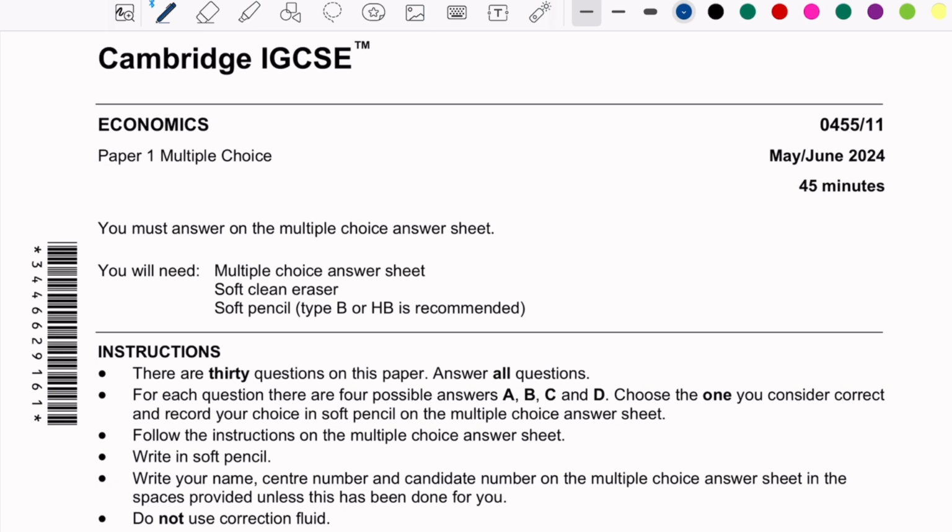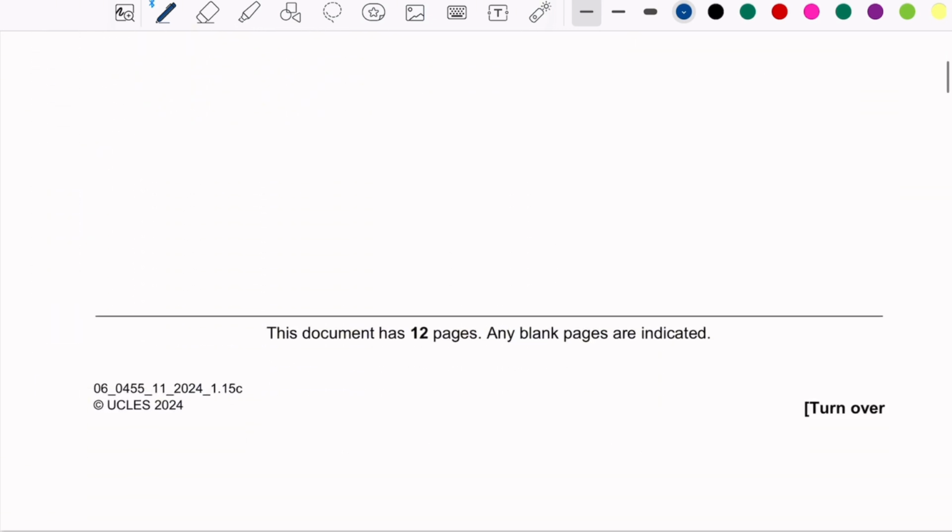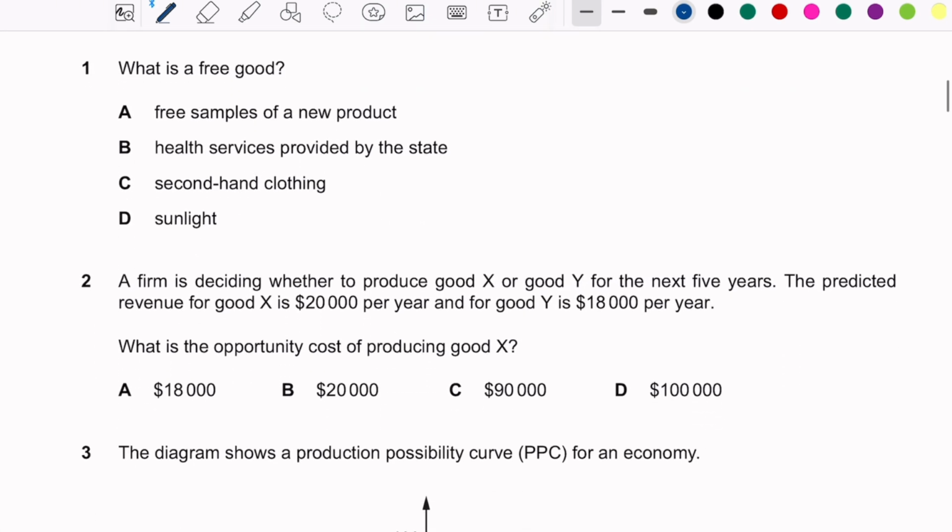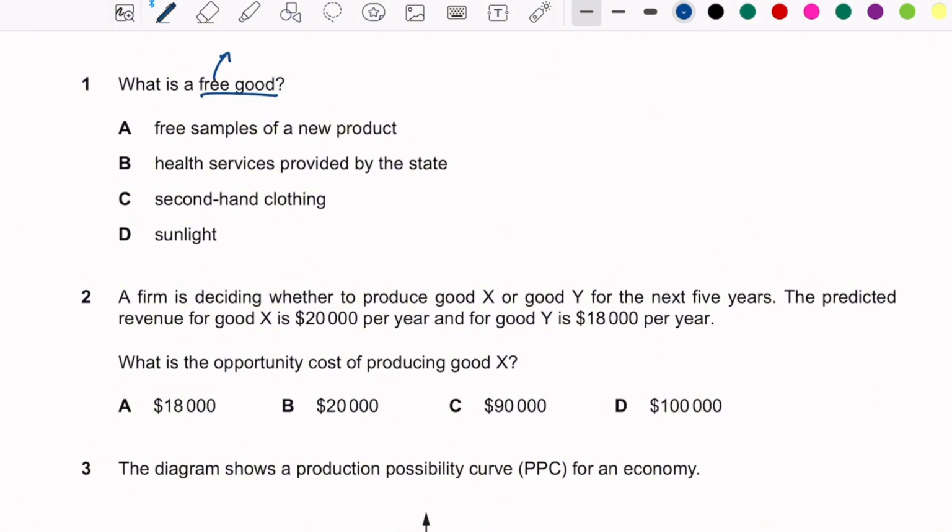Without further ado, let's start to discuss this Cambridge IGCSE Economics Paper 1. Question 1. What is a free good? Free good is goods that are unlimited and no opportunity cost. So what's an example of it? Sunlight. The other ones are wrong.